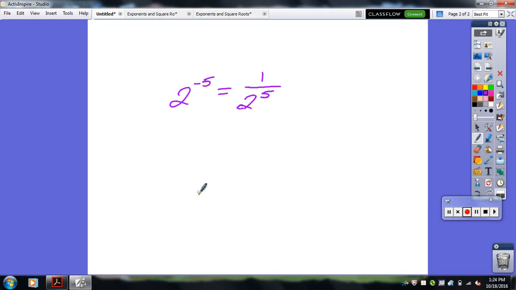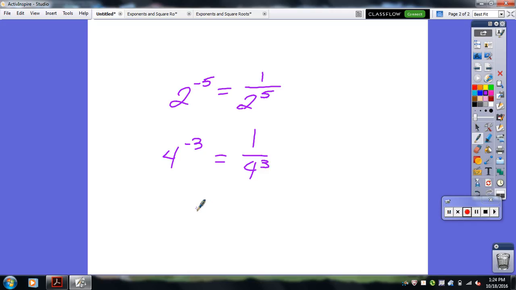That's all you're doing. We're going to focus on the base when the base is 10. I'm just moving it to the bottom and making it positive. Can someone please give me another base? 4 is my base. Can someone please give me a negative exponent? Negative 3. All I would do is now move it to the bottom and make this a positive 3.